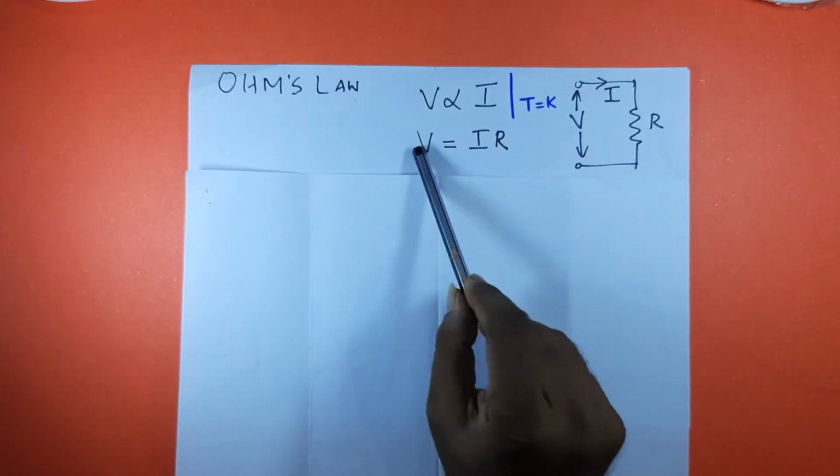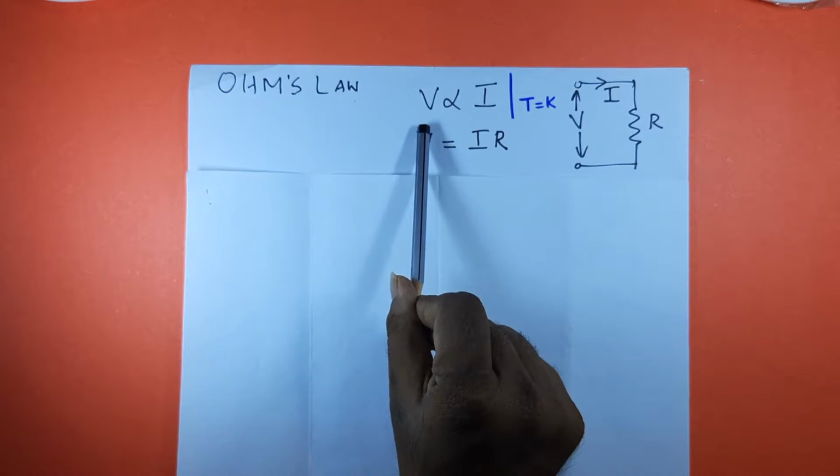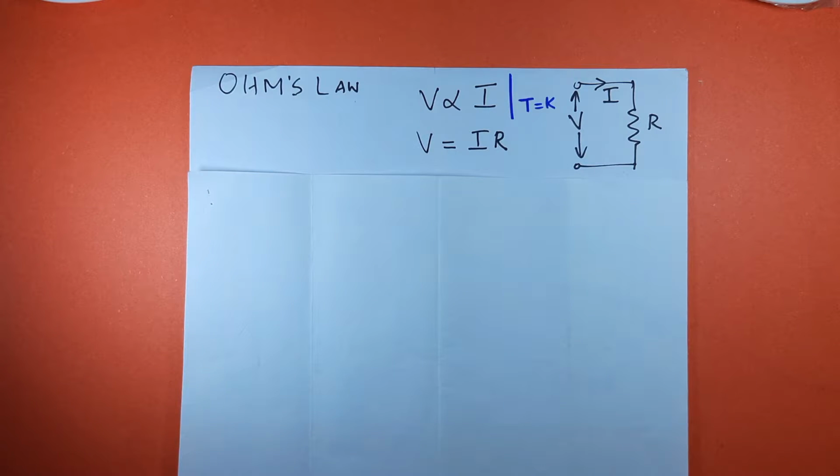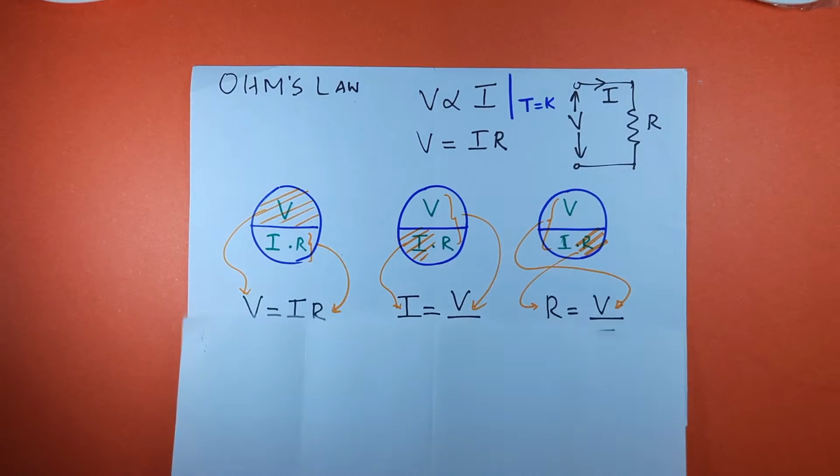So we can write mathematically voltage is proportional to current when temperature remains constant. So this proportionality constant is the resistance, V equal to IR. So this is the basic form of Ohm's law. So we have three forms of Ohm's law which you can very easily remember in your mind by using this simple diagram.